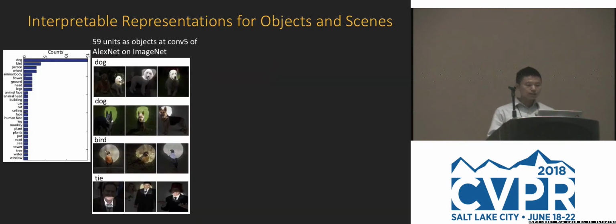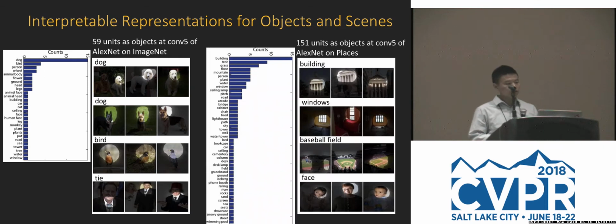Here is a histogram of the object detectors annotated from the conv5 layer of AlexNet trained on ImageNet. You can see the most frequent object detector is a dog detector. That's because in ImageNet, out of the 1,000 object categories, there are more than 200 dog categories. So there are a lot of dog detectors. Those units specialize to detect different dogs.